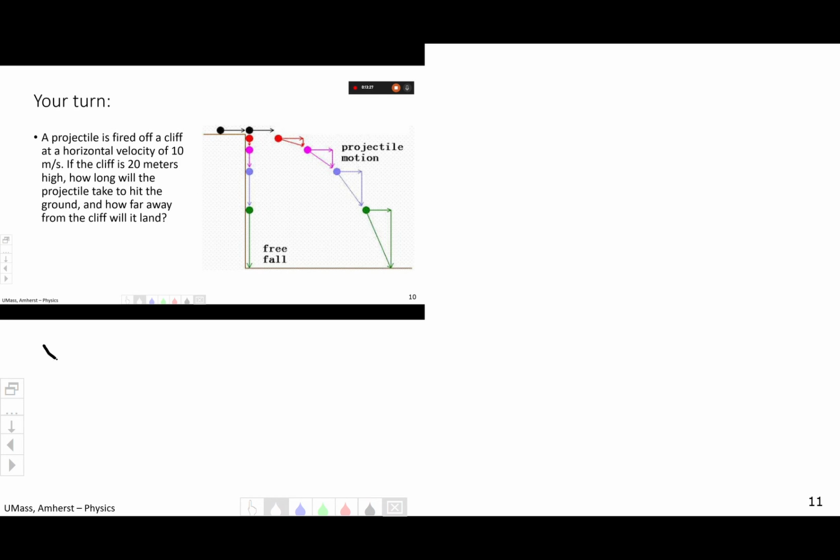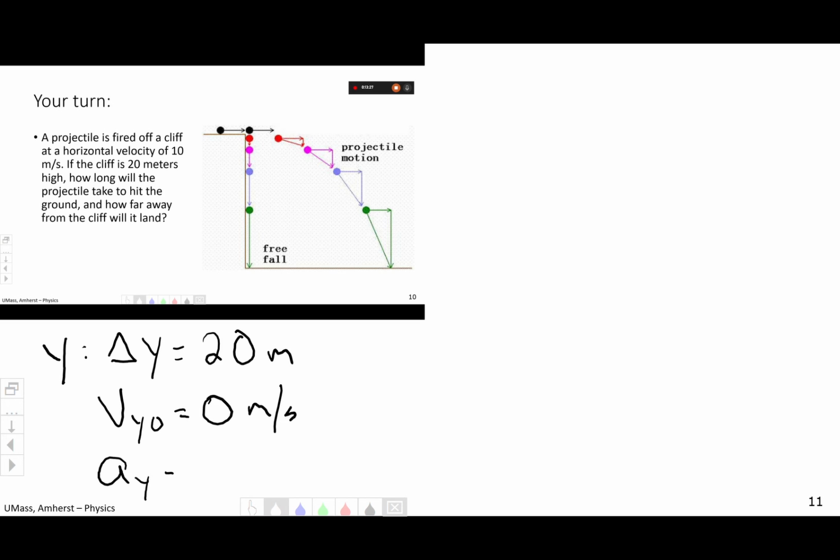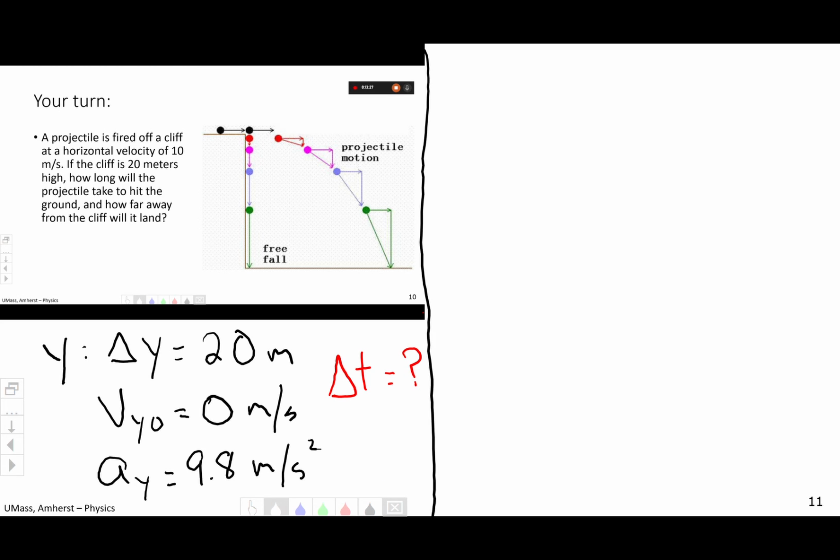So we know that in the y direction, the cliff, delta y, is 20 meters. Of course, we know that Vy0 is 0 because we are launching perfectly horizontally. Ay is going to be our 9.8 meters per second squared. And something that we might want to know here is how much time does it take to fall. Then in the x direction, we know that the velocity is 10 meters per second, and we do want to know what the displacement is.